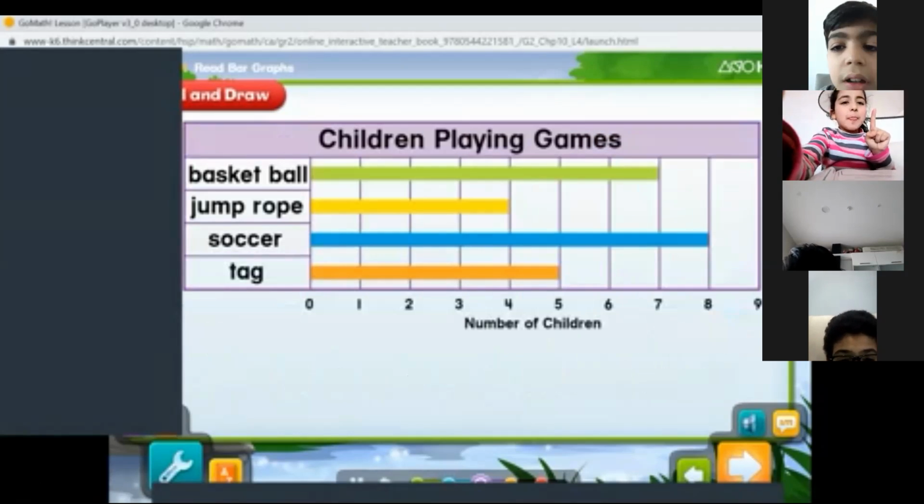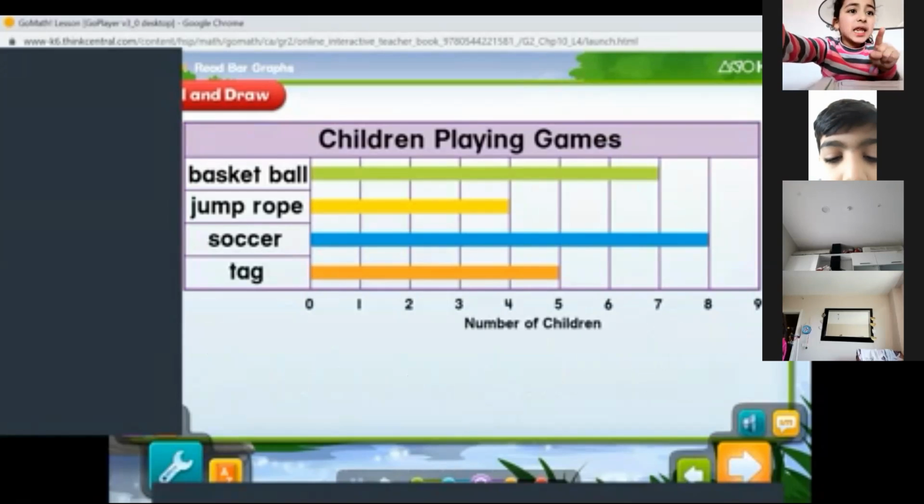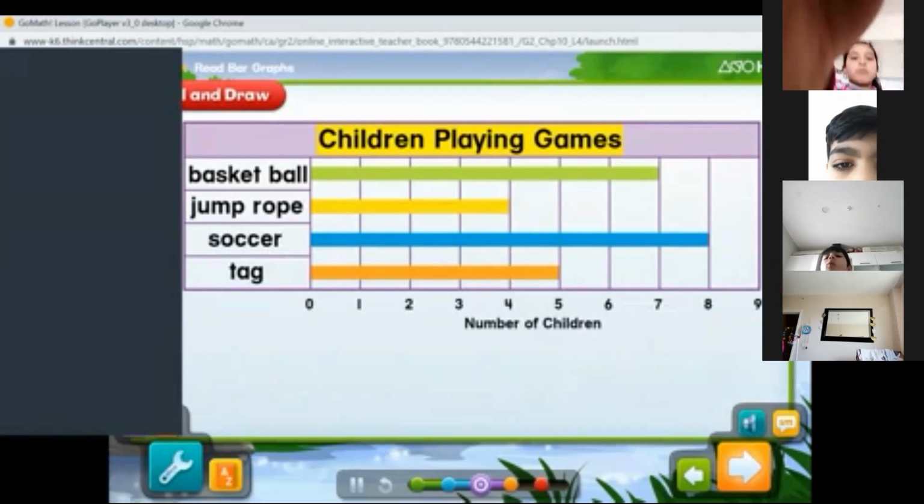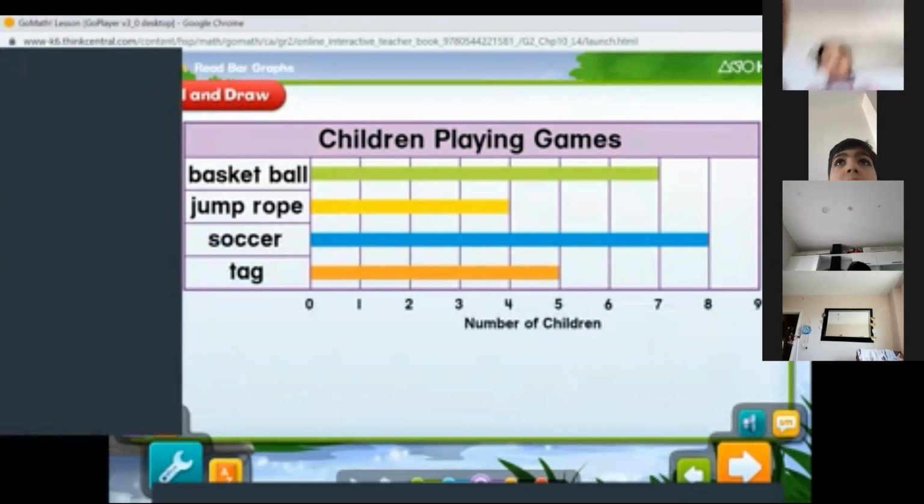Let's continue. A bar graph uses rectangle-shaped bars to show data. The title tells what the bar graph is about. This bar graph is about children playing games. You see here? The bar graph shows you the title of it. So this bar graph is about the children playing games.